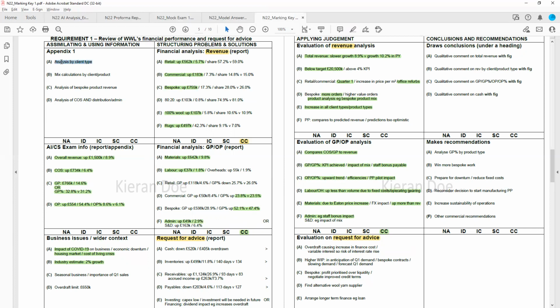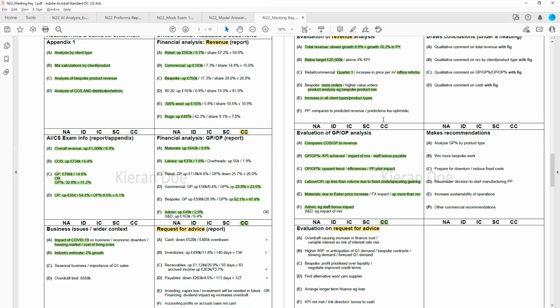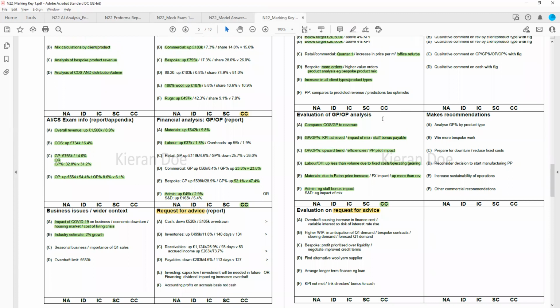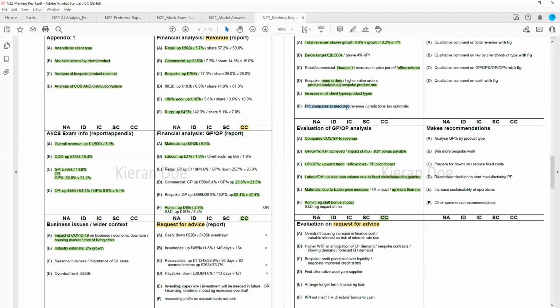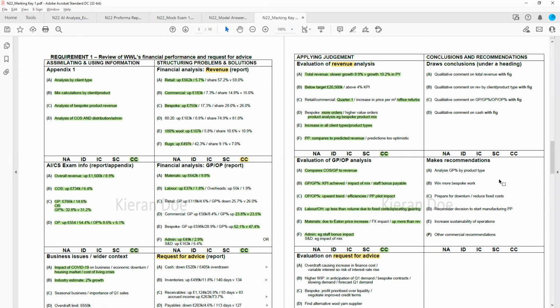And of course, we can see we've got all of these points in the appendix. So mix, analysis by client type, analysis of bespoke, cost of sales and distribution and admin was all in there as well. So you can see actually having a really thorough analysis of the financial statements puts you in a position where you've pretty much passed the requirement. So we can see here that we've got clearly competent in these 6 boxes here. Conclusions and recommendations aren't too difficult.